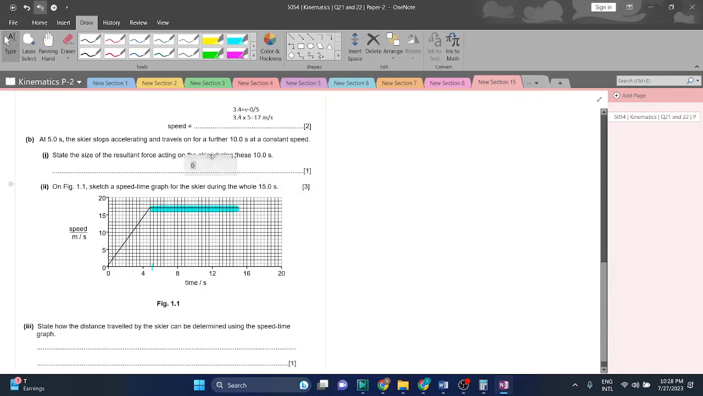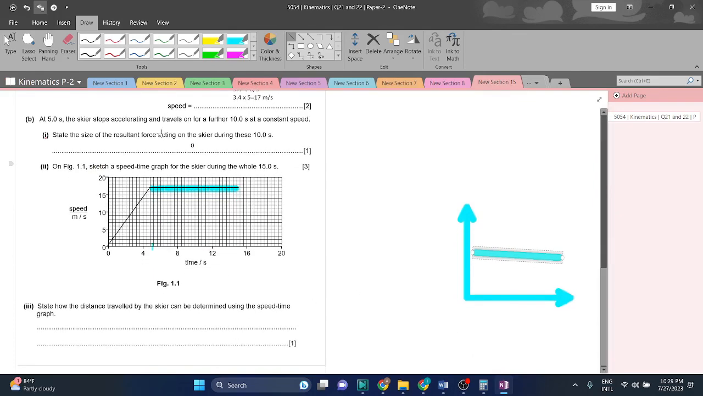Next, we have to draw a graph. Sketch a graph. Let me read it once first. I have made this myself. First the acceleration was constant, that's why the speed was increasing. The same amount of speed was increasing per unit time. So the acceleration was constant. After that the speed is constant because there is no longer an acceleration. So this is the graph.